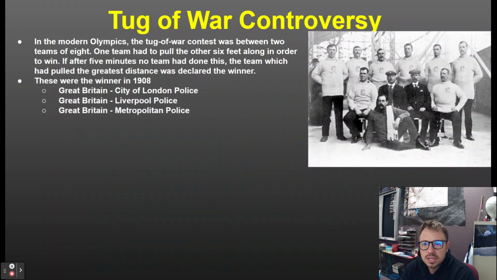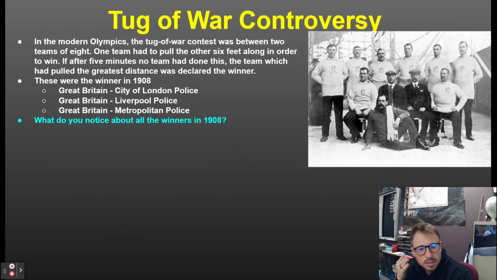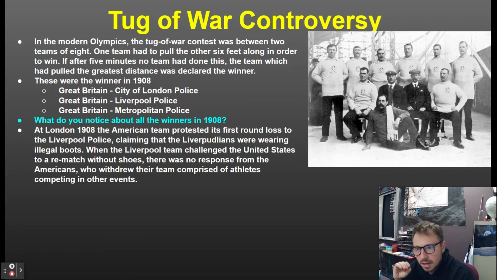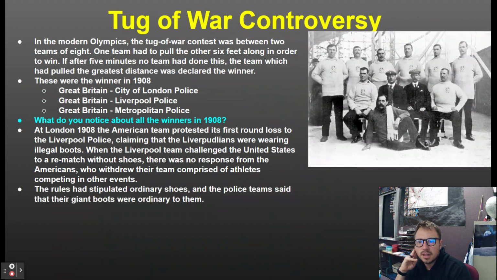Great Britain, and you can see the City of London Police, Liverpool Police, Metropolitan Police. Now, what do you notice about all these winners? They're police, right? At London in 1908, the American team protested its first round loss to the Liverpool Police, claiming that the Liverpool team was wearing illegal boots. When the Liverpool team challenged the United States to a rematch without shoes, there was no response from the Americans, who withdrew their team, comprised of athletes competing in other events.